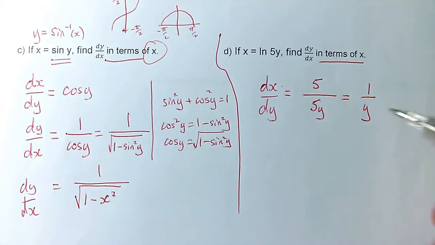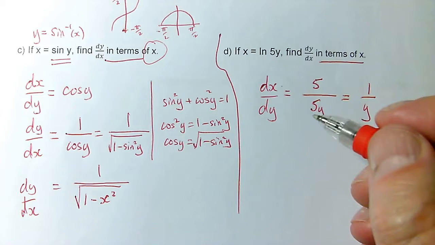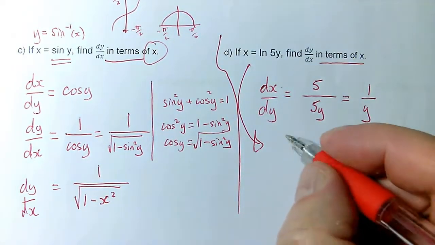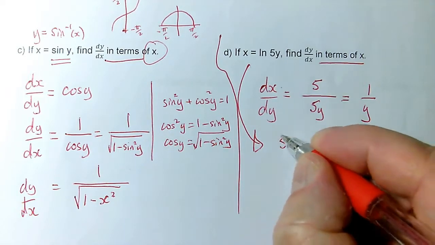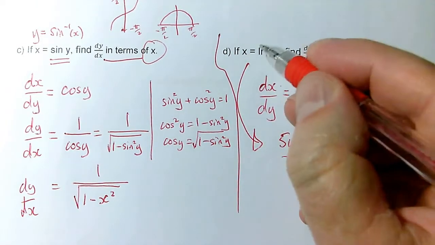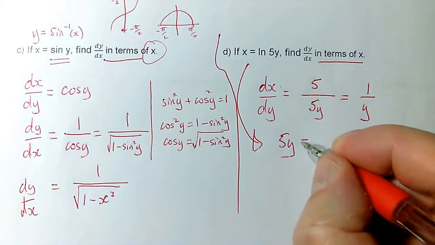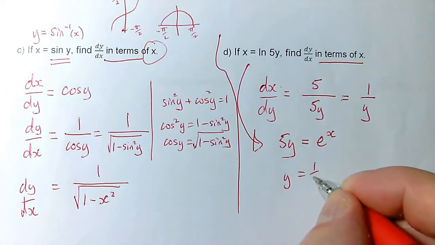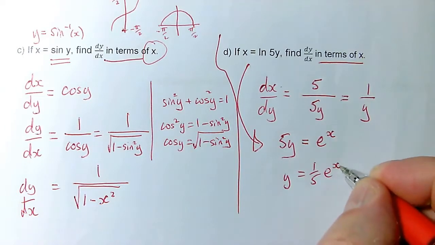Okay. But I've got to give the answer in terms of x. So I've got 1 over y. I've got to express it in terms of x. So it turns out that I'm going to have to make y the subject of this anyway. So if I make y the subject of this, the first thing I've got to do is find out what 5y is. Well, I've made the log go away. How do I do that? I have to e it. So therefore 5y is e to the x, so therefore y equals 1/5 of e to the x.